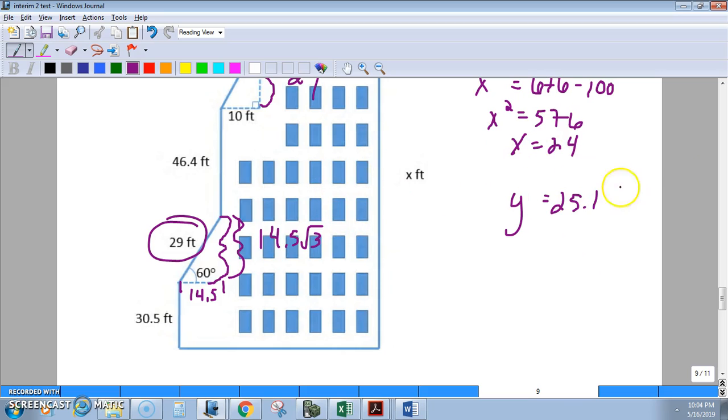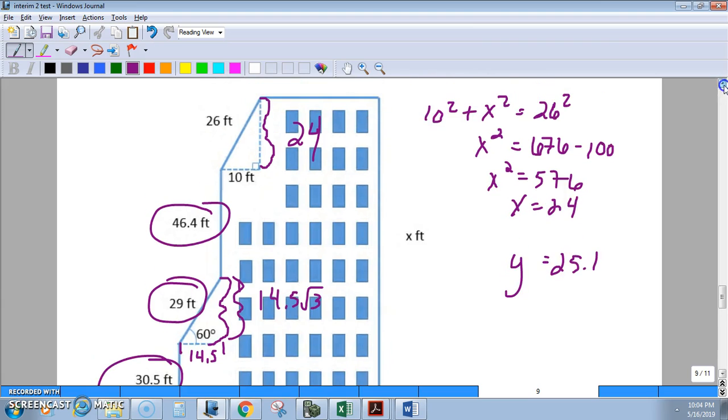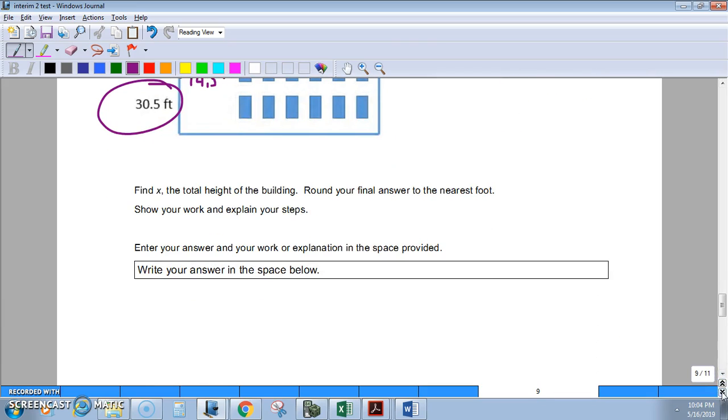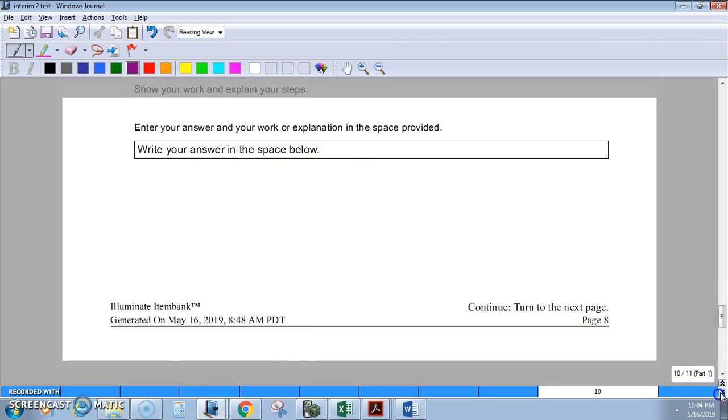And then to find the height of the entire building, you just have to add all of those pieces up. So you add those two pieces to 30.5 and to 46.4. And I think your answer was 120 something, 126 maybe. You guys double check what all that adds up to.